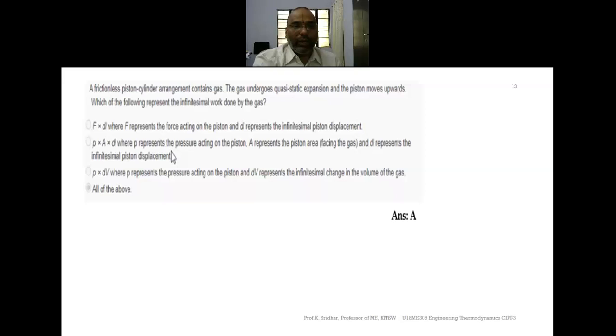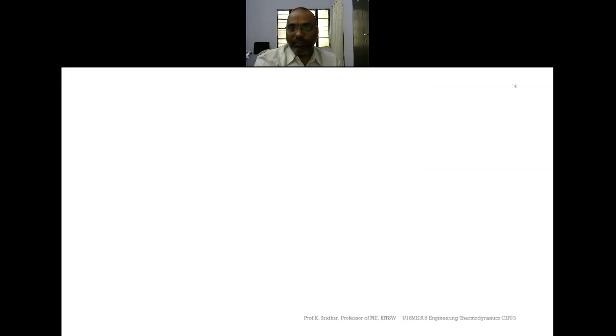Similarly, another GATE question: a frictionless piston cylinder arrangement contains gas. The gas undergoes quasi-static expansion and the piston moves upwards. Which of the following represents the infinitesimal work done by the gas? The answer is A, it is F into dl, where F represents the force acting on the piston and dl represents the infinitesimal piston displacement. It's a simple one, that is, work is equivalent to force into displacement. So the answer is A.